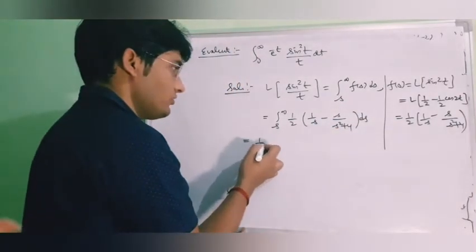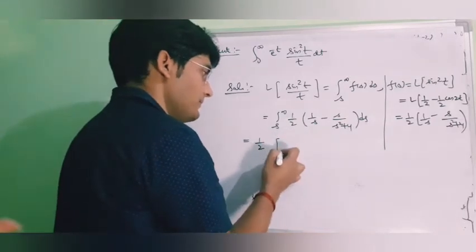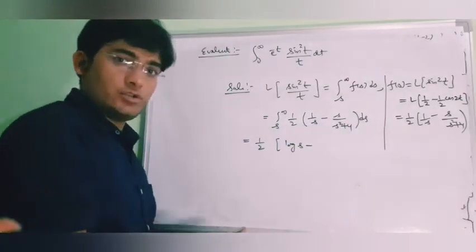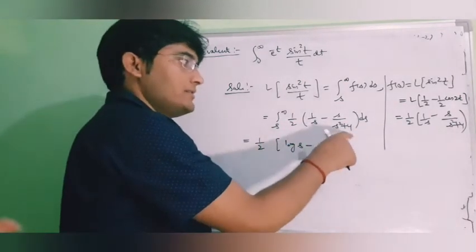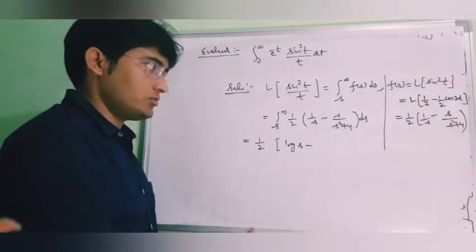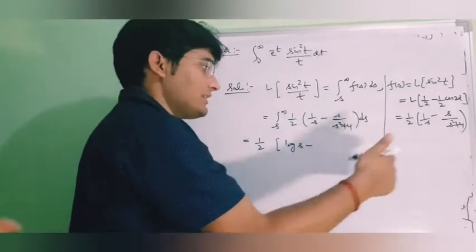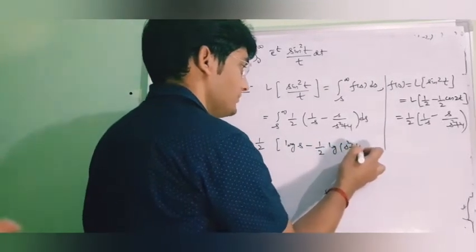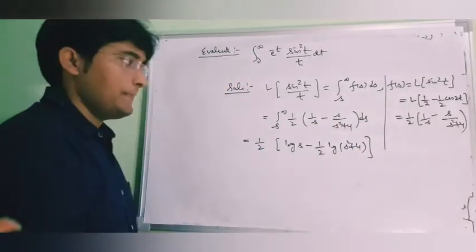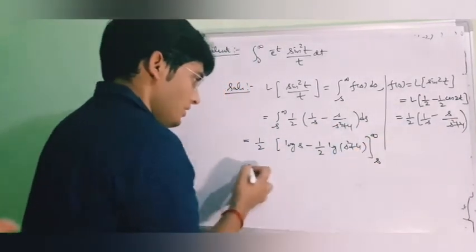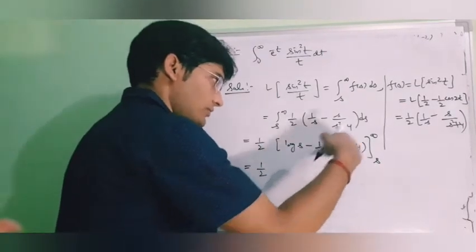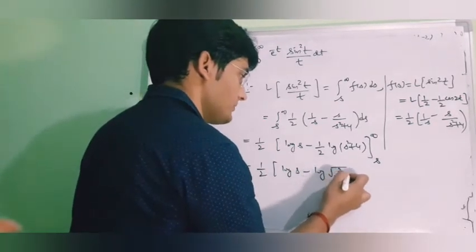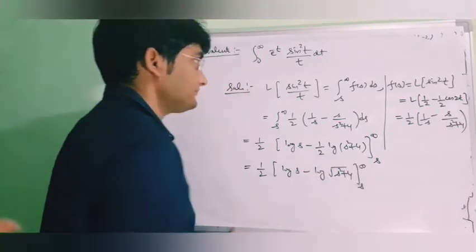So this is equal to 1 by 2. The integration of 1 by s is log s. And then again, if we assume s square plus 4 as t, then 2s ds equals dt. That means s ds will be dt by 2. So this is dt by t, that is again log t. And that will be 1 by 2 log of s square plus 4. Then the limits from s to infinity. So we can write this half in the power. So this will be log of the square root of s square plus 4, then the limits from s to infinity.